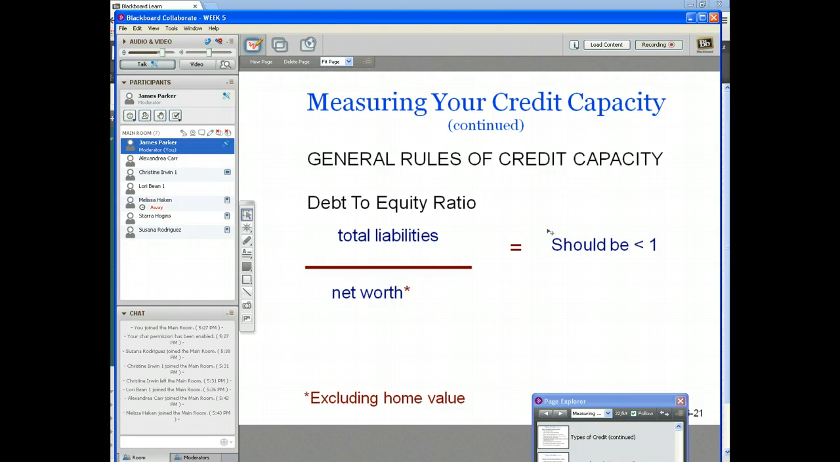Debt to equity ratio: take total liabilities divided by net worth, and that should be less than one. So when you owe more than you're worth, that should be a red flag that there might be a problem here, especially depending on that debt. Sometimes with a home, it can happen. But 10 years ago, I would have been completely comfortable with that sort of ratio. Now, after seeing what could happen in the real estate market, and again, it's going to come back, but seeing how far it can dip, you need to be cautious.